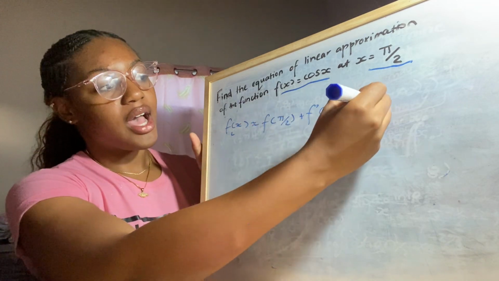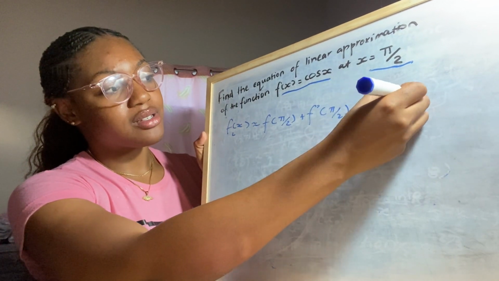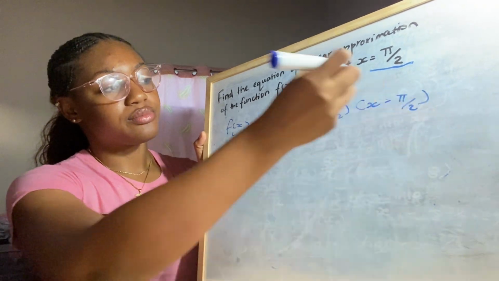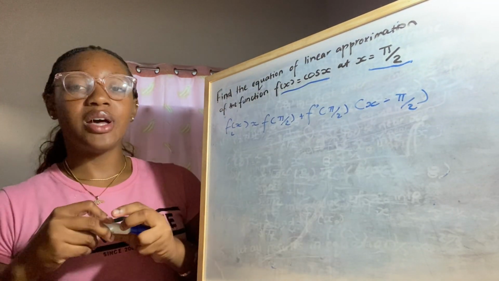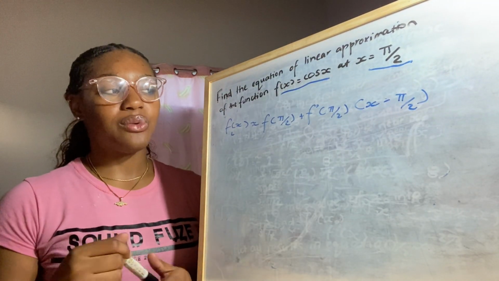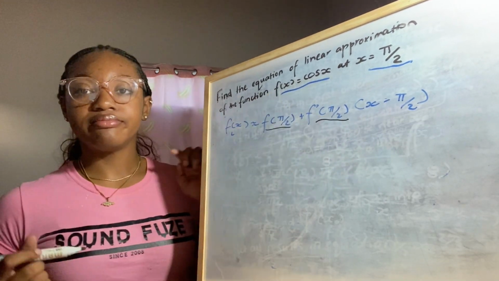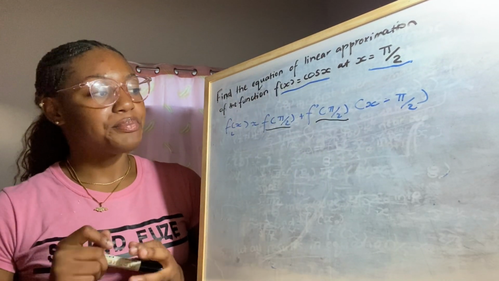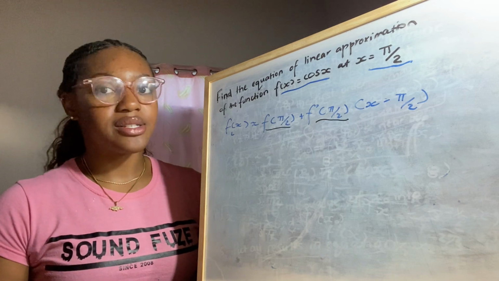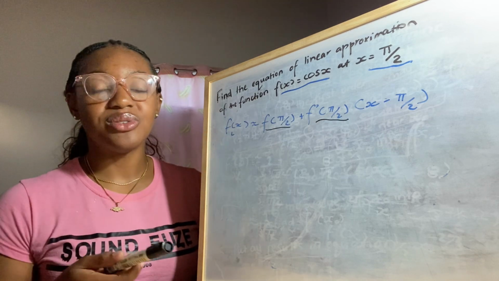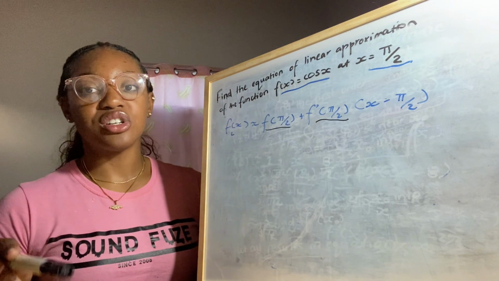Yeah. And this is being multiplied by x minus pi by 2. So from here, we know that we'll have to find what is f of pi by 2, f prime of pi by 2. And we're good. So the second step is to substitute pi by 2 in the given function.